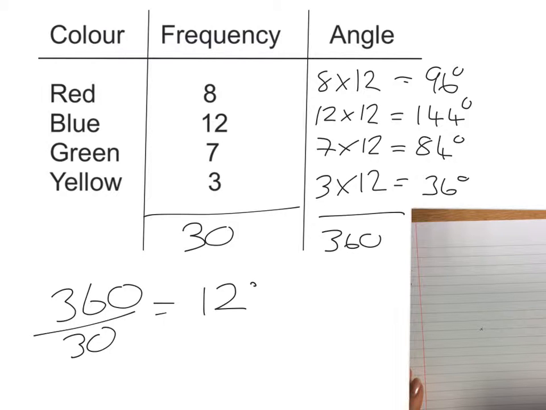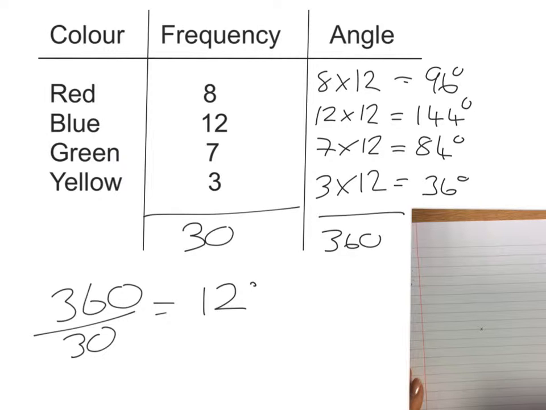You get your total frequency, then you do 360 divided by the total frequency. That tells you what one person is worth. So if you have 8 people, you do 8 times that. So multiply each of your frequencies by your angle for one person. So in this case, we did 360 divided by 30 is 12. One person is worth 12 degrees.